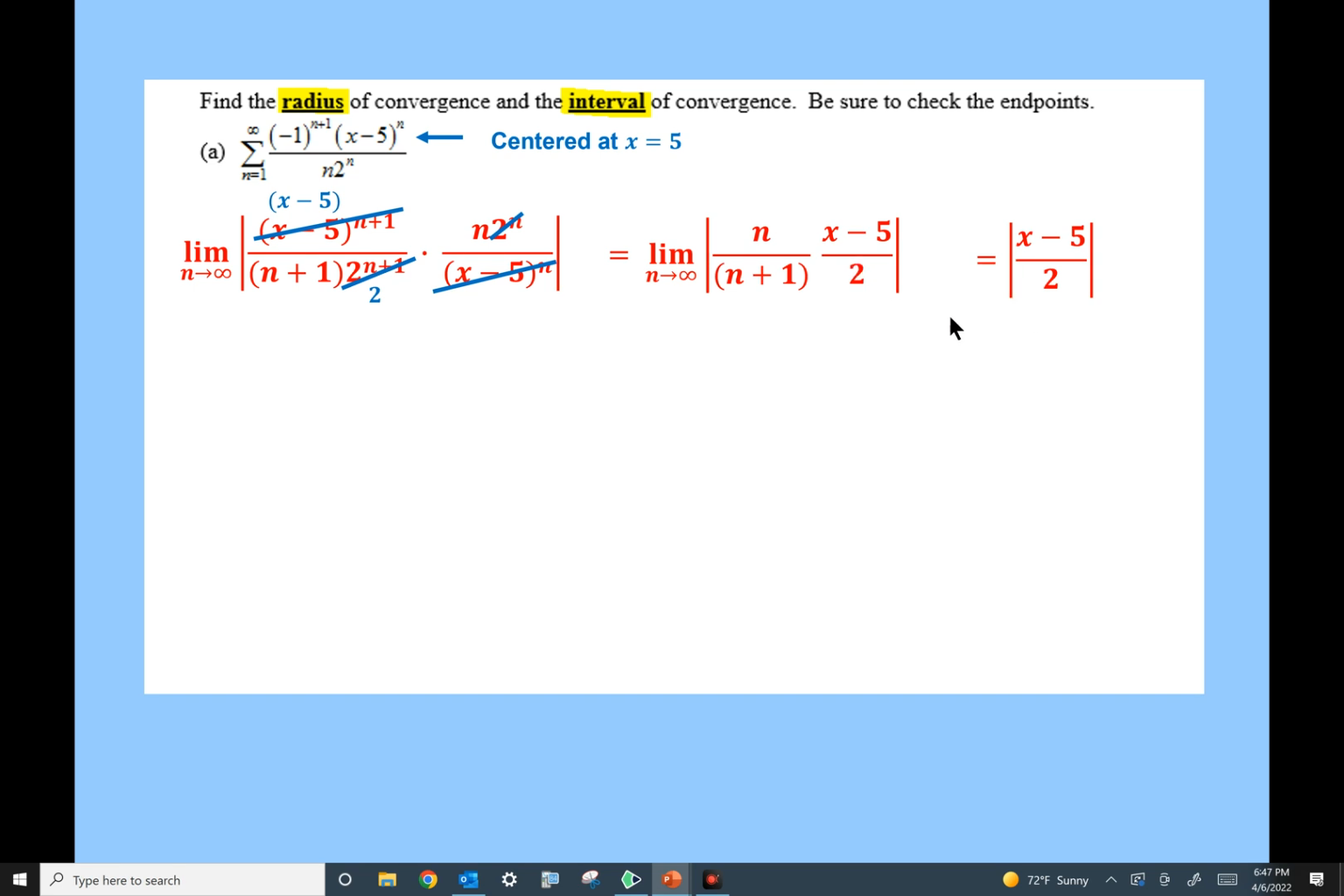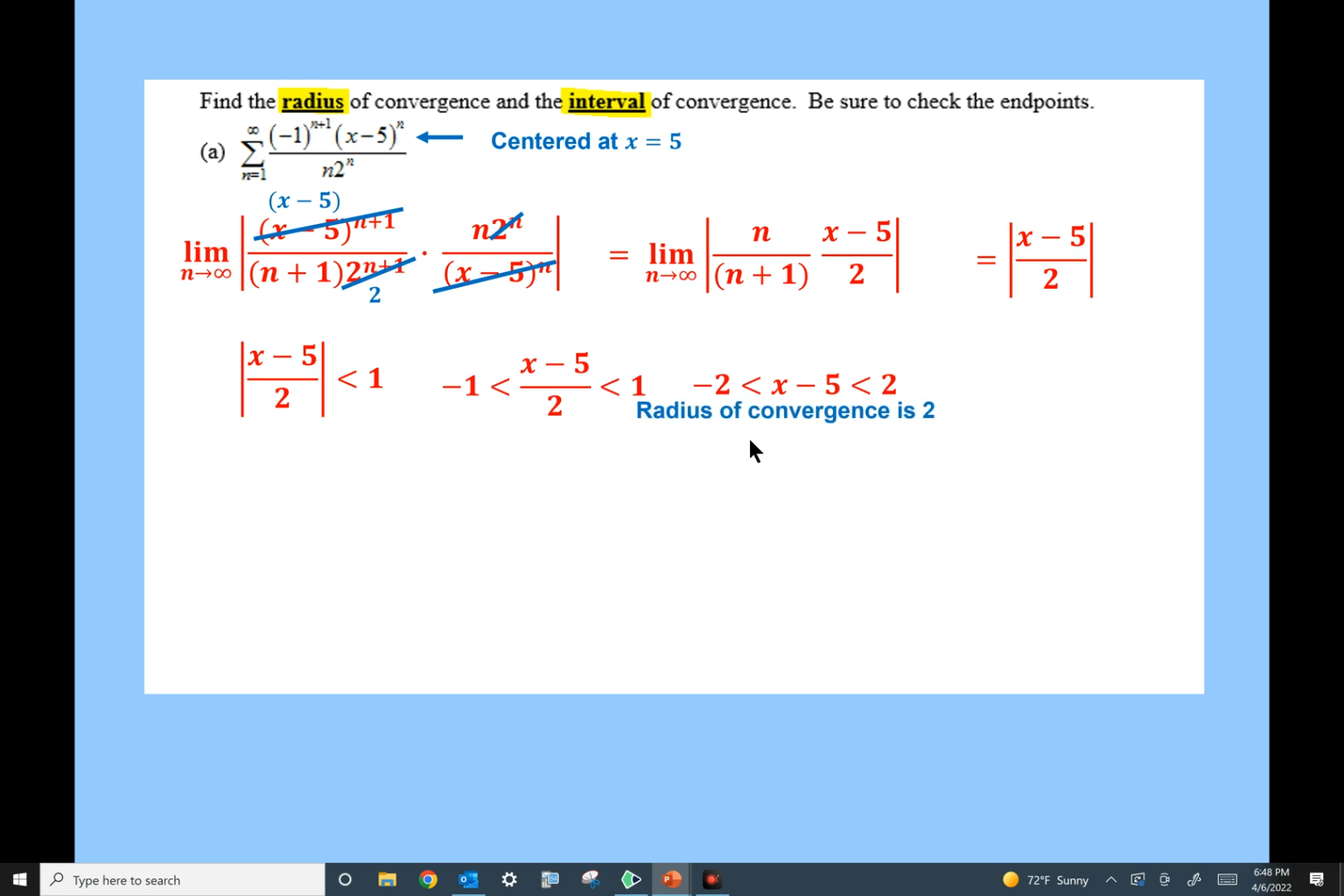And by the ratio test, the limit, the answer to the limit, which is this absolute value, has to be less than 1 in order for the series to converge. So I need to solve this inequality in order to find out what that interval is where the series is going to converge. So go ahead and write it as a betweenness equation, right? (x minus 5) over 2 is between -1 and 1.